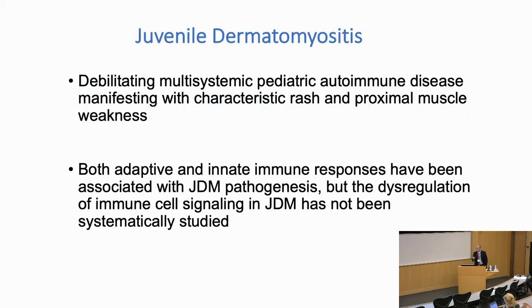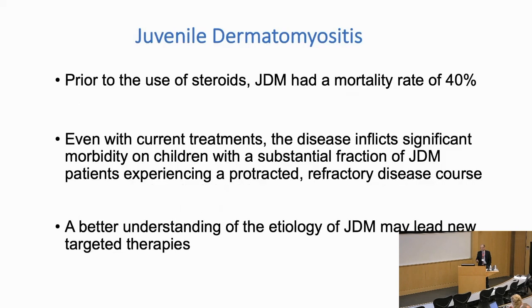So, juvenile dermatomyositis is a debilitating, multi-systemic pediatric autoimmune disease manifesting with characteristic rash and proximal muscle weakness. Both adaptive, as Anne just talked about, and innate immune responses have been associated with JDM pathogenesis, but the dysregulation of immune cell signaling in JDM has not been systematically studied.